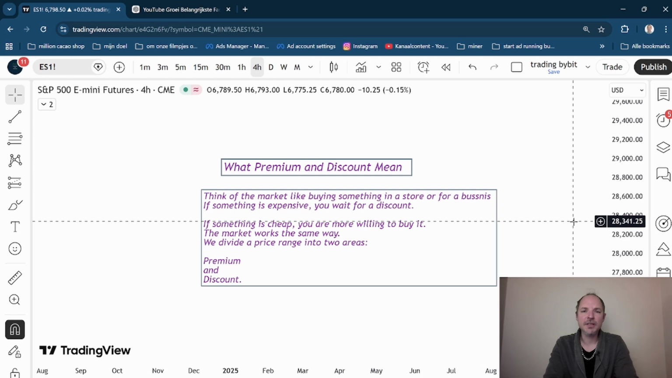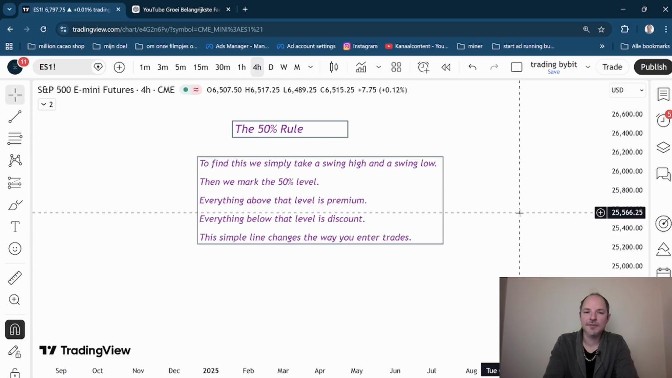I'll explain completely how it works and how you can find it. The 50% rule: to find this, we simply take a swing high and a swing low. Then we mark the 50% level. The easiest way is to use your fib tool. And at the end of the video, I'll show you exactly how I do it on a live chart. Everything below the 50% level is discount. Anything above is premium. This simple line changes the way you enter trades.